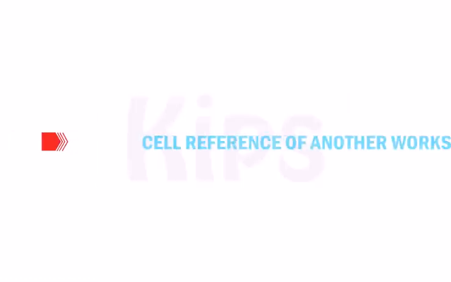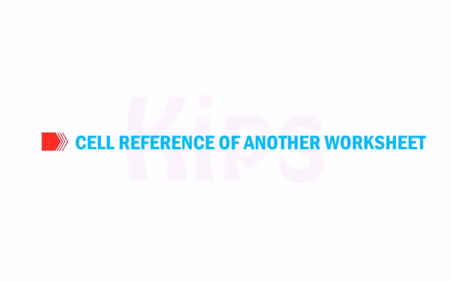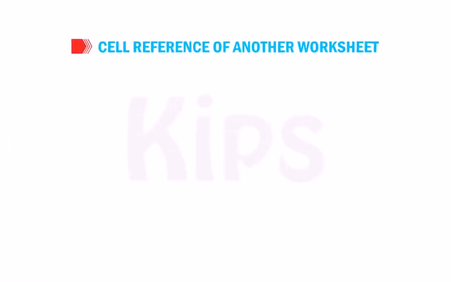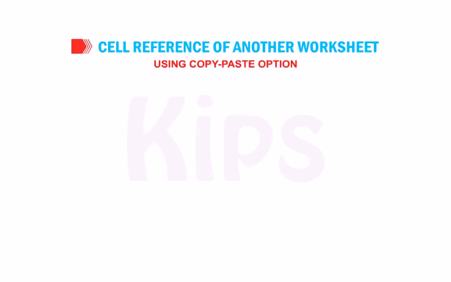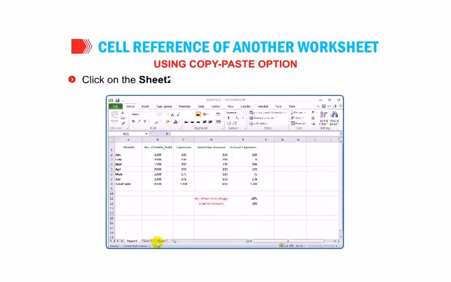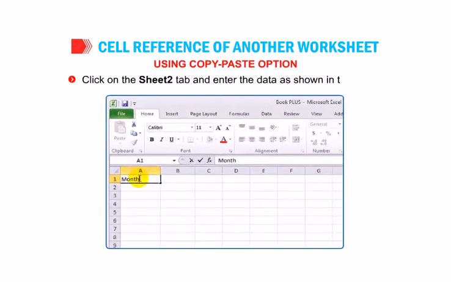Let us now find out how to use the cell reference of another worksheet. You can use the cell reference of one worksheet in another worksheet. This can be done in two ways. The first is by using the Copy-Paste option. Click on the Sheet 2 tab and enter the data as shown in the figure.